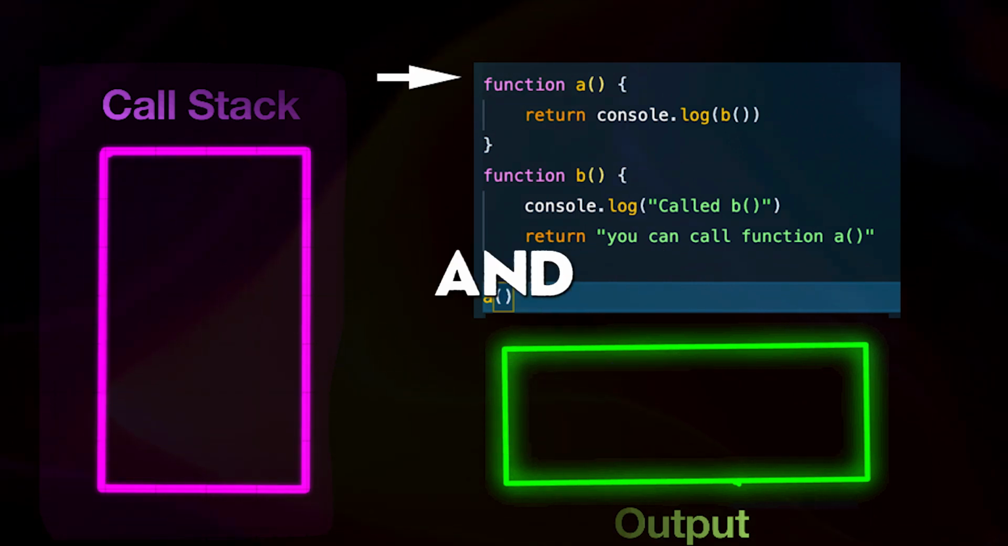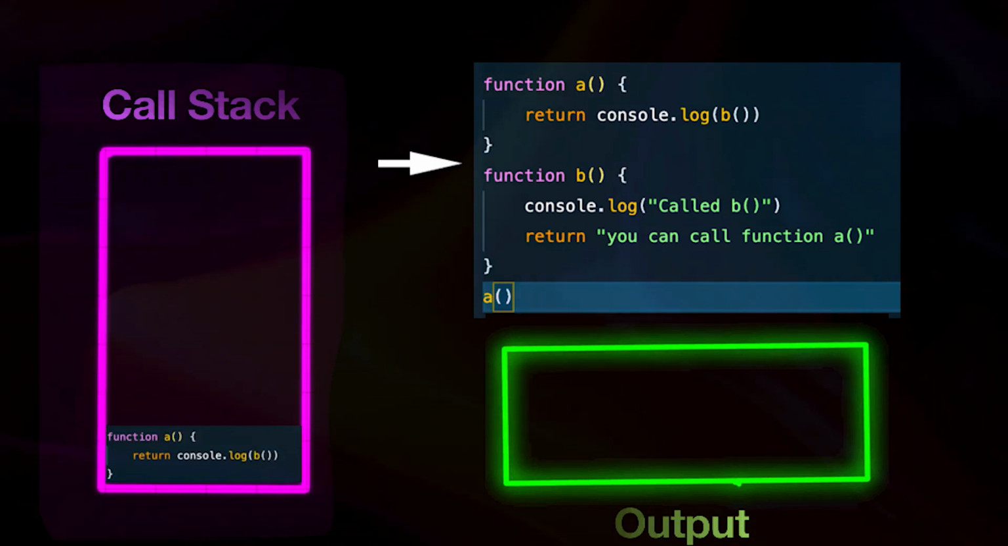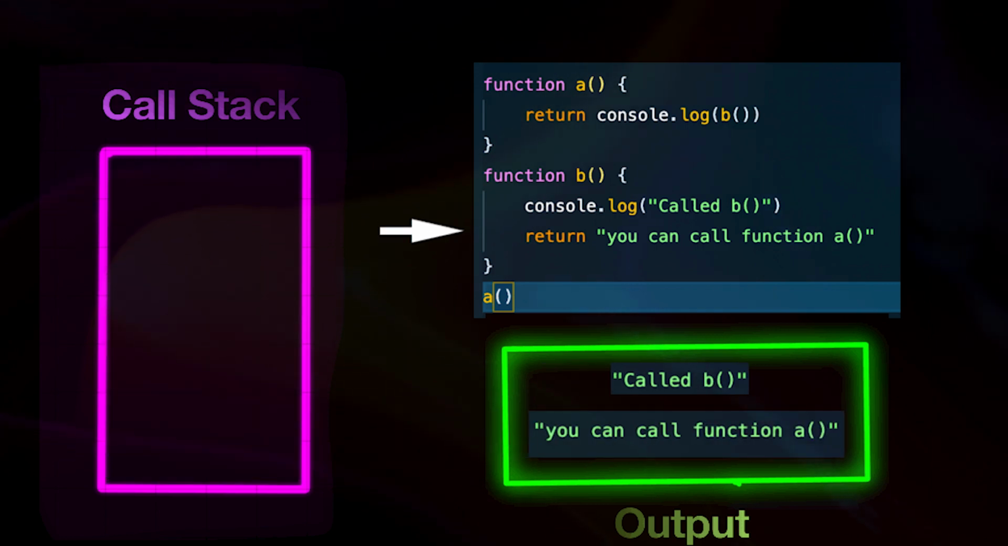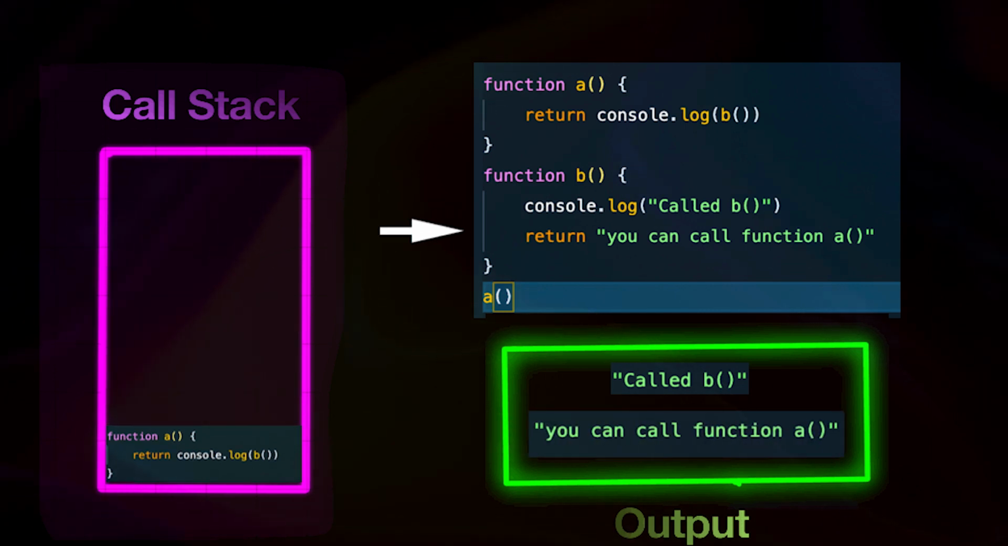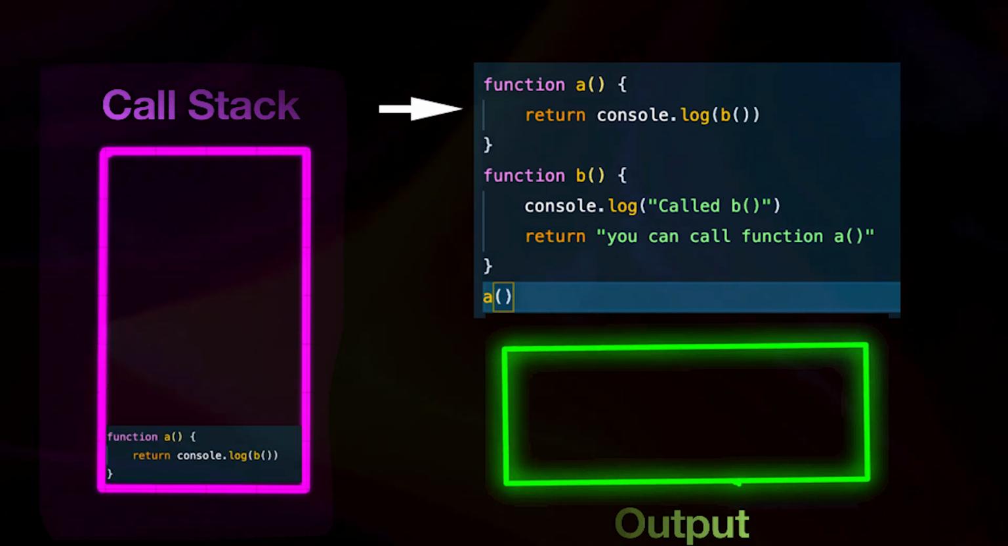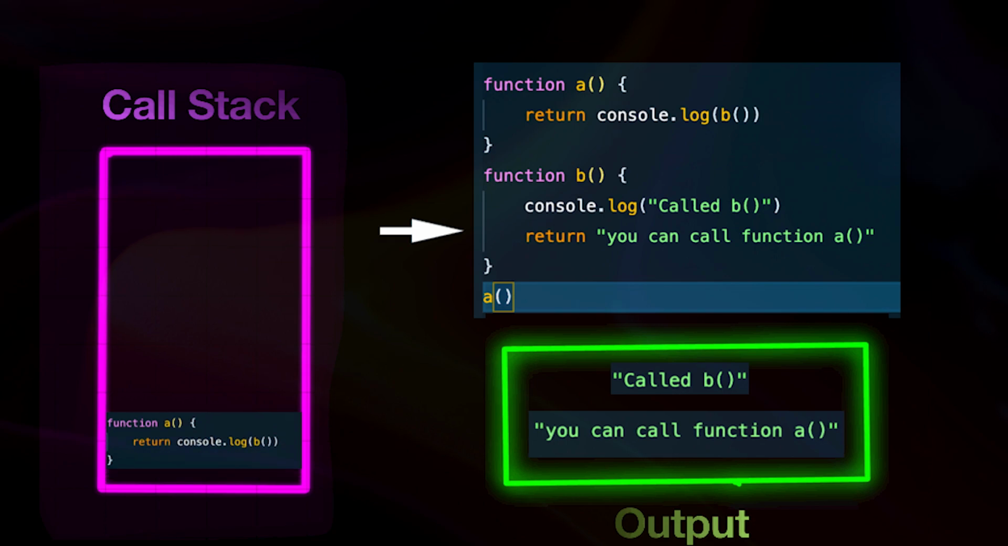Function B returns, and the execution context is popped off the stack. And then finally, function A logs the returned value from function B. Finally, function A's execution context is popped off the stack and terminates the program.